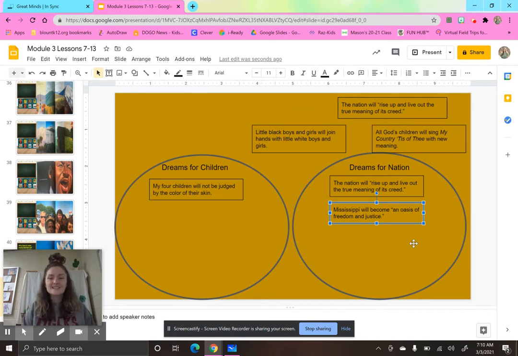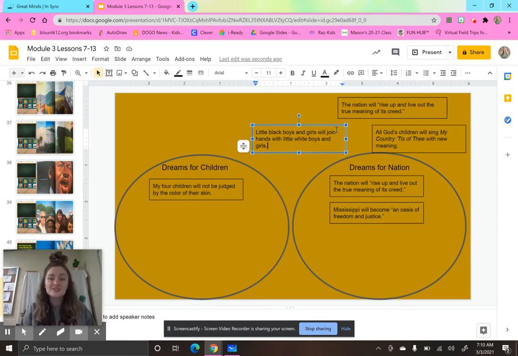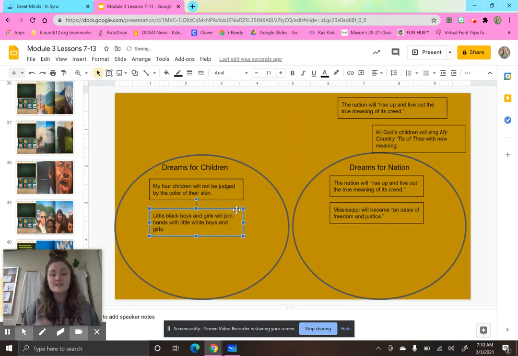All right, our next one. Little black boys and girls will join hands with little white boys and girls. Where does this dream belong? In dreams for children or dreams for the nation? Tell me in the puzzle. In dreams for children, right? Talking about the little black boys and black girls, white boys and white girls.